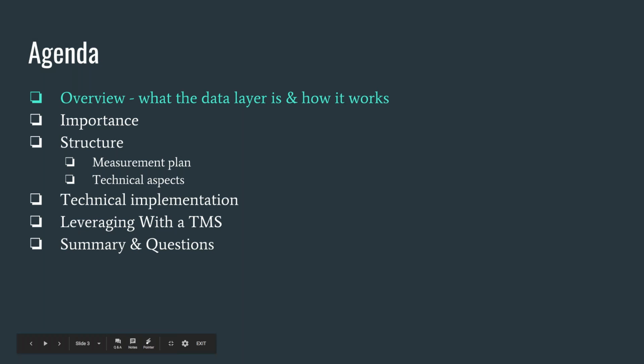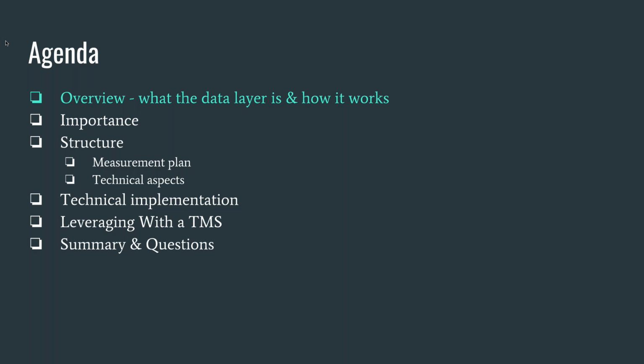Starting out with more of just a general overview. So what is the data layer? How exactly does it work? What are some of those different concepts? And why exactly would you be wanting to use and implement this?